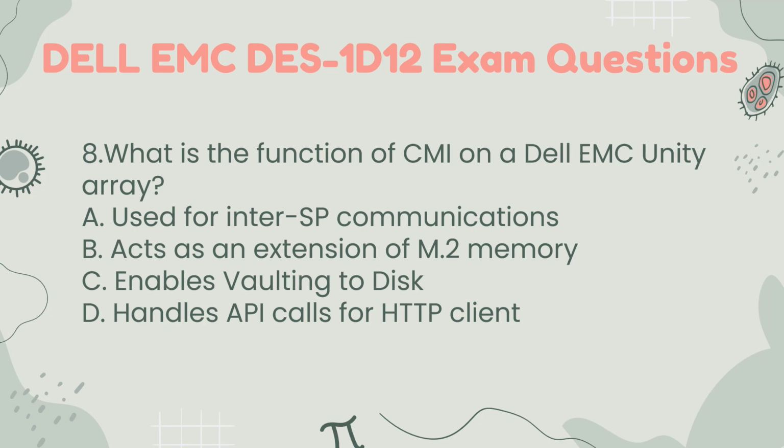8. What is the function of CMI on a Dell EMC Unity array? A. Used for inter-SP communications. B. Acts as an extension of M.2 memory. C. Enables vaulting to disk. D. Handles API calls for HTTP client.